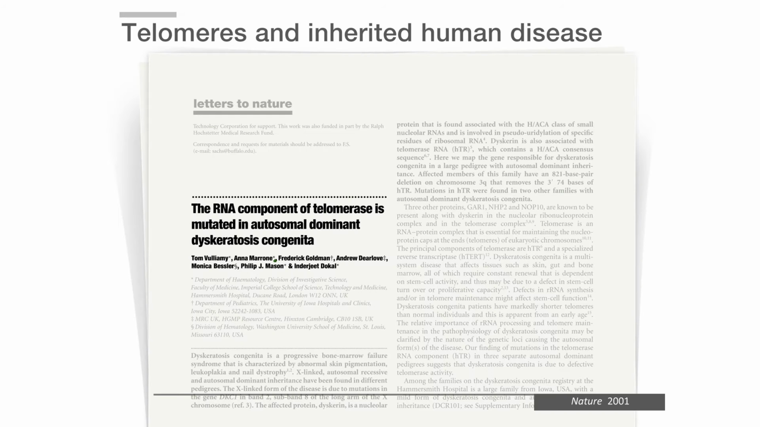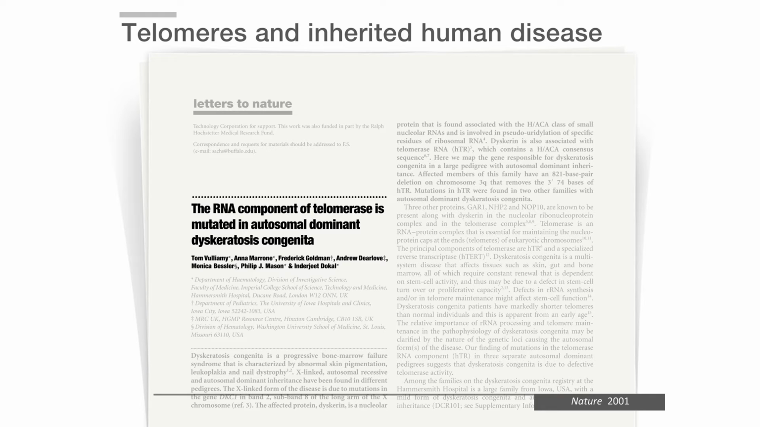It was a collaboration of the Dokel lab with the Bessler and Mason labs. And the paper was entitled, "The RNA component of telomerase is mutated in autosomal dominant dyskeratosis congenita." So this is a human inherited disease. I'll tell you about the actual disease features in a minute.